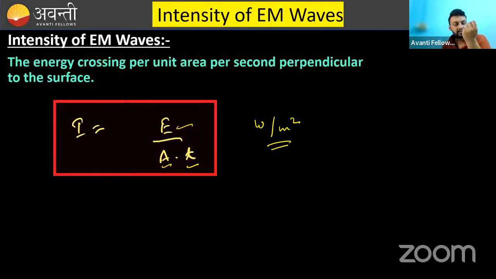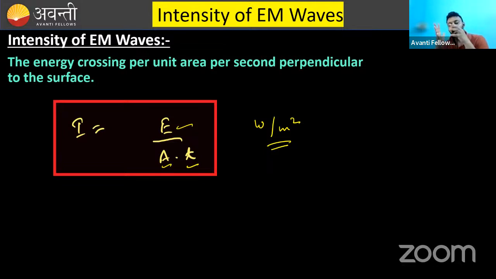What is the meaning of intensity? The amount of energy coming. For example, listen again. This is a surface. On this surface, some EM waves, some electromagnetic waves, are striking. So, what is the amount of intensity with which they are coming?